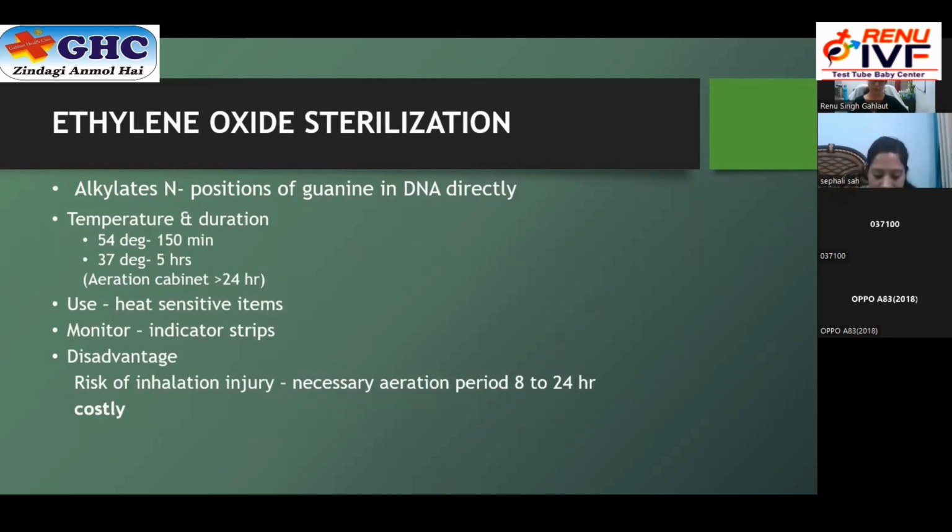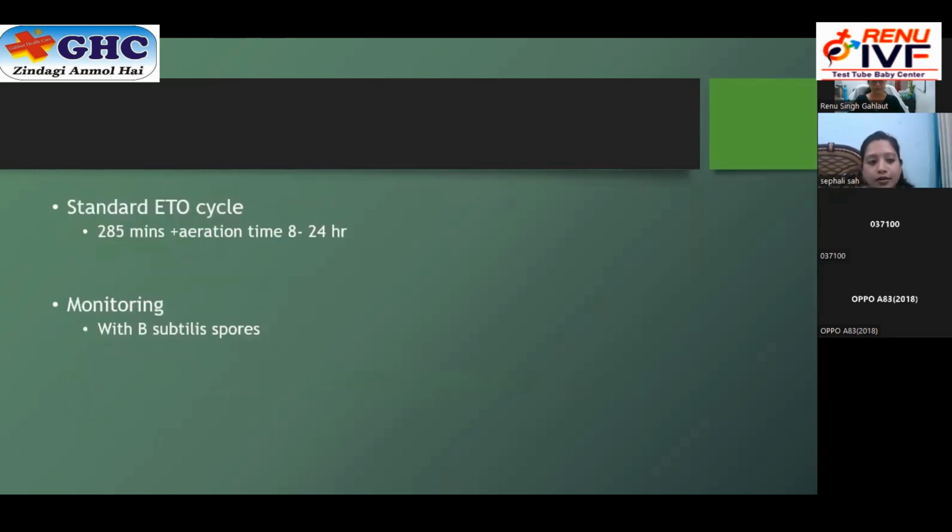That is how much time after the ETO the instrument is kept for aeration, that is 8 to 24 hours. Then after that we can use the instrument for our OT setup. It is used for heat sensitive items. How to monitor? By indicator strips, which I showed you, which are mostly Bowie-Dick tape and others. Disadvantage: risk of inhalation injury is most common and it is costly. A standard ETO cycle consists of 285 minutes with aeration time of 8 to 24 hours. Monitoring is done with Bacillus subtilis spores.